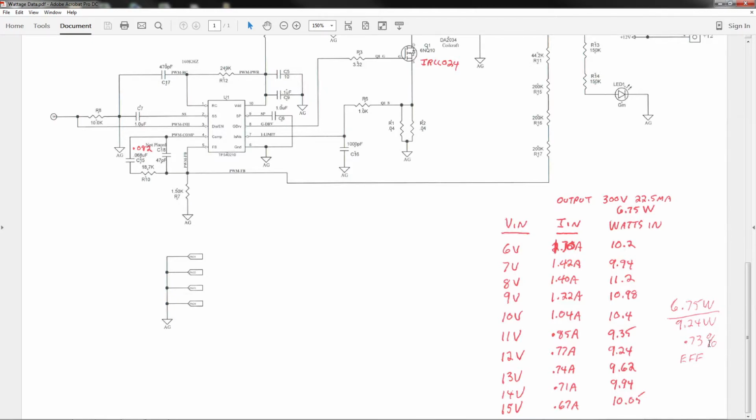The transformer does have a little bit of a temperature rise to it, so some of the power is going to that. Since the transformer isn't designed for this purpose, it appears 6 watts is about right for the temperature rise that the transformer has. The FET gives off very little heat at all, so most of the inefficiency, I believe, is in the transformer.